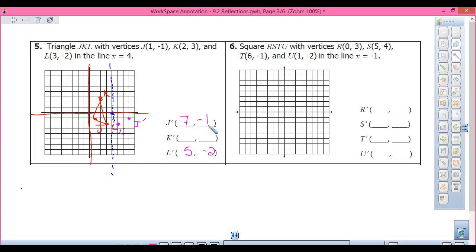Okay, and then K is how far from there? It's 1, 2 away from that line. So you got to go 2 to the other side of the line for K prime, which is what? 6, 3. Okay, so you have to count those out. You want to do another one like that? Yeah. Okay, so let's do 6.